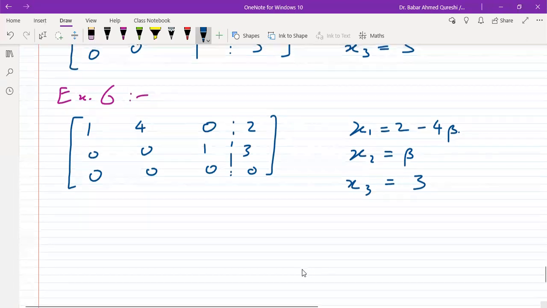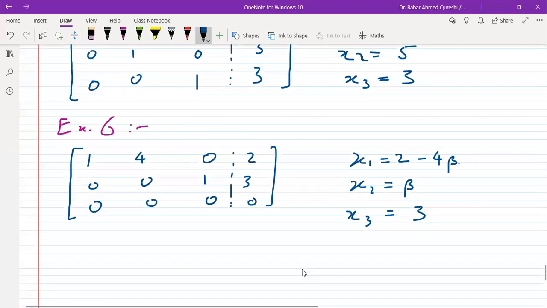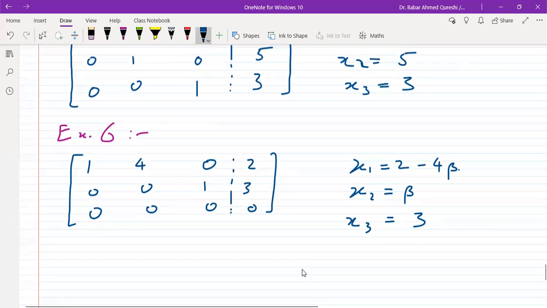So I think we have covered all the examples. We can probably stop here unless there's any question.